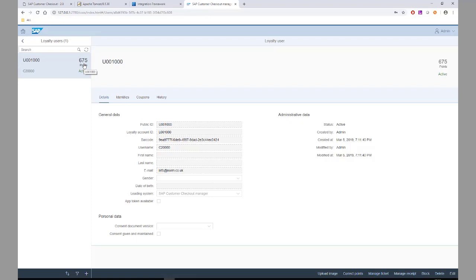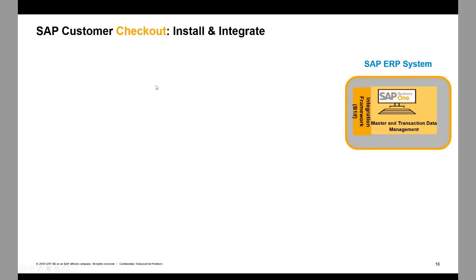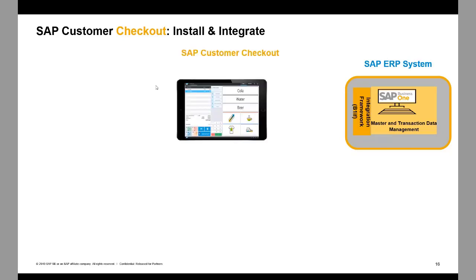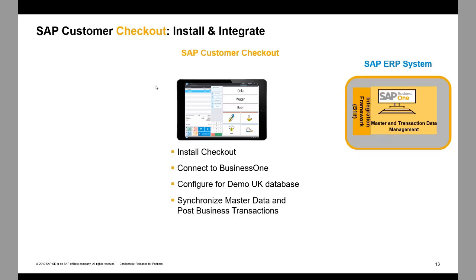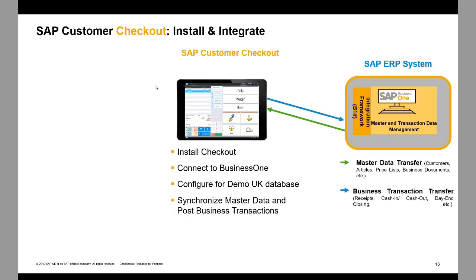Let me go back to my slides to show you what we have covered. We had already an SAP Business One system with demo UK database installed with absolutely no changes made to the database. Then for checkout, we installed Customer Checkout, we connected it to Business One, we configured it for UK demo database, we synchronized master data, we posted business transactions. This shows you data was fetched and data was sent. We fetched open invoices and made payments.